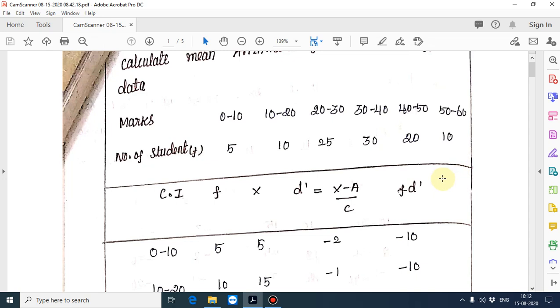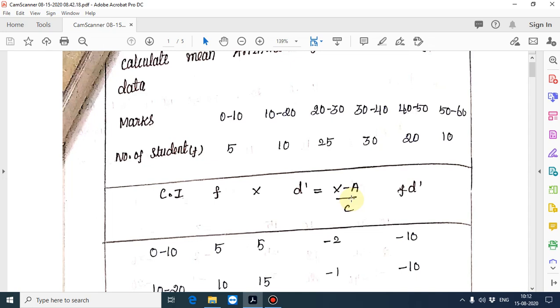In x, what's the middle value? How many values are there? You count that: 1, 2, 3, 4, 5, 6. Six values are there. What values are we getting? 5, 15, 25, 35. The middle values are 25 and 35, because it is an even number. We will take the first value, 25, as the assumed mean. That is a is equal to 25.